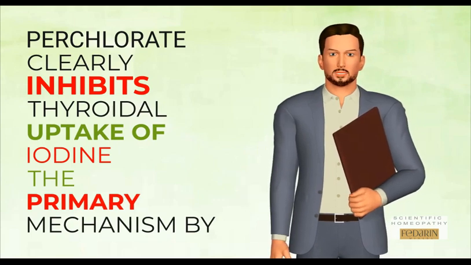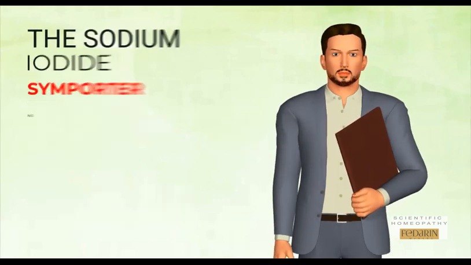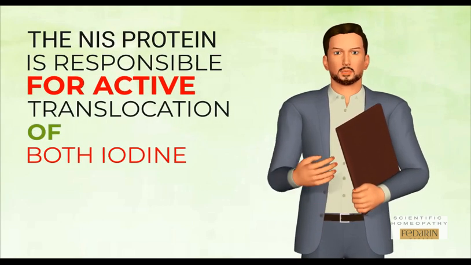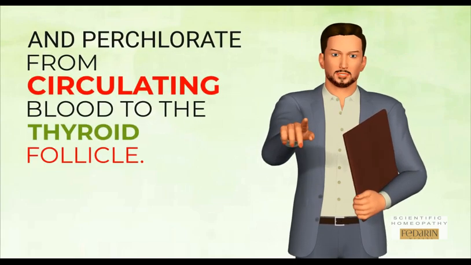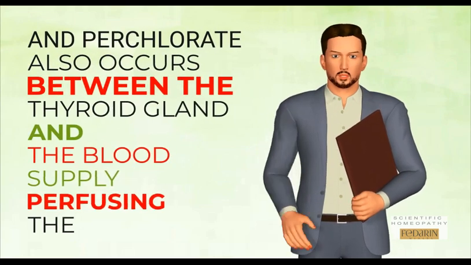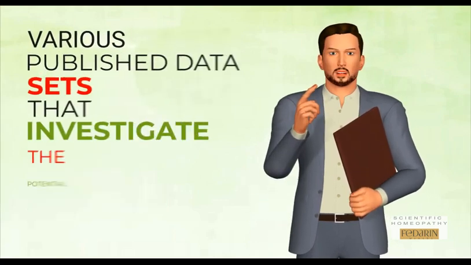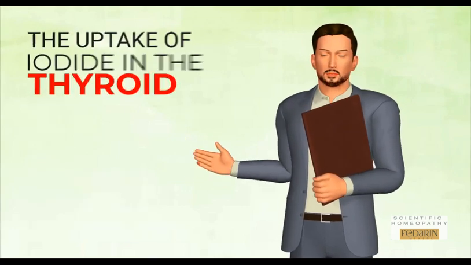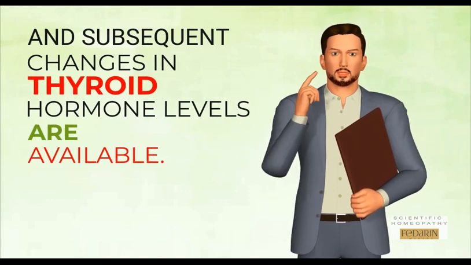For humans, under clinical conditions, perchlorate clearly inhibits thyroidal uptake of iodine. The primary mechanism by which perchlorate blocks thyroidal uptake of iodine is by competitive inhibition at the sodium iodide symporter, NIS protein. The NIS protein is responsible for active translocation of both iodine and perchlorate from circulating blood to the thyroid follicle. Bidirectional passive diffusion of iodine and perchlorate also occurs between the thyroid gland and the blood supply perfusing the thyroid.